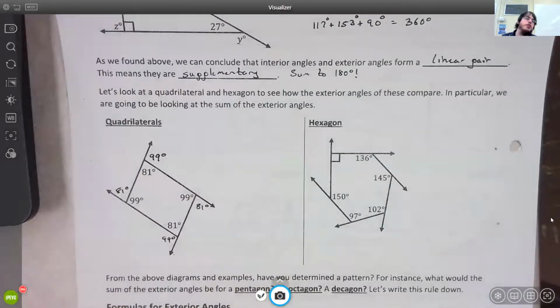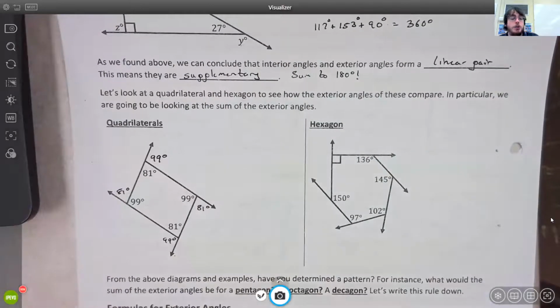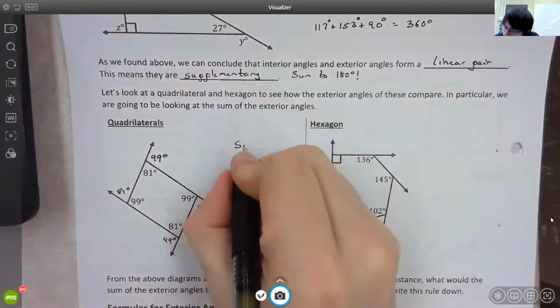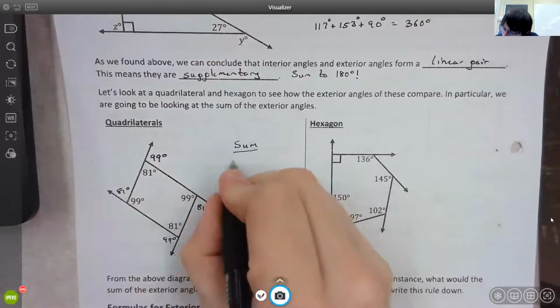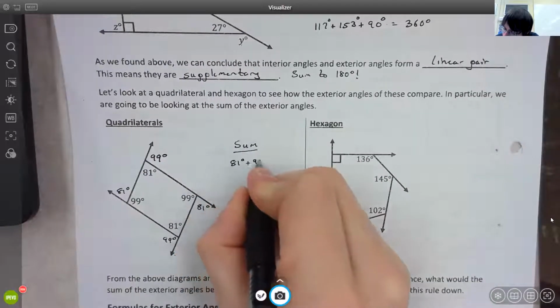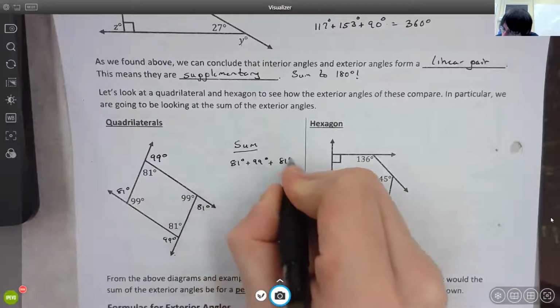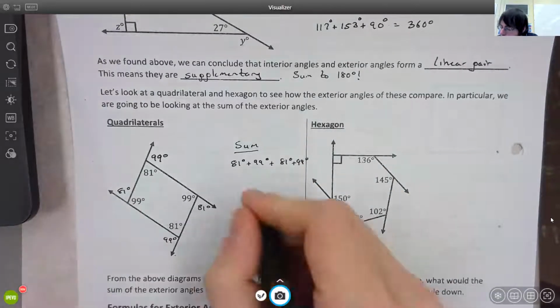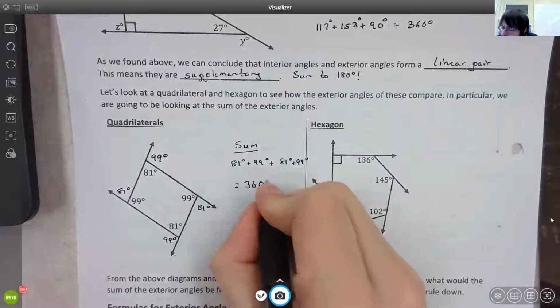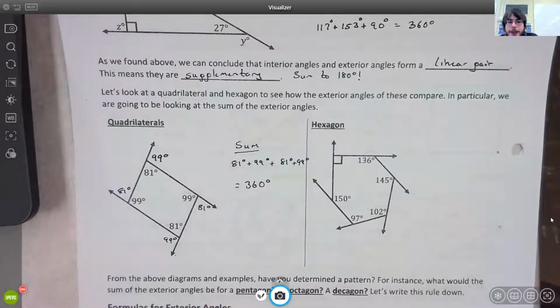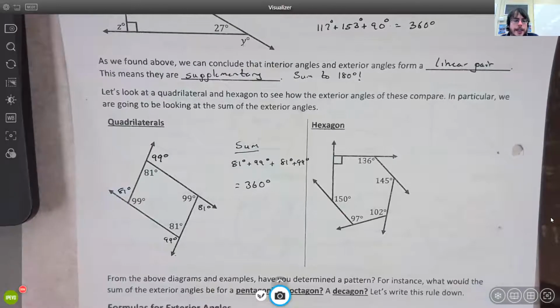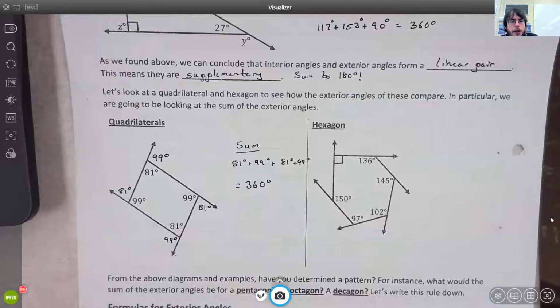Now, it's not always going to be like that. That just happened to be how this one was drawn. So we're going to find the sum of the exteriors. When we do that, we get 81 plus 99 plus 81 plus 99. When you add all those together, the sum of the exterior angles is 360. So the triangle and the quadrilateral had the exact same sum of the exterior angles.